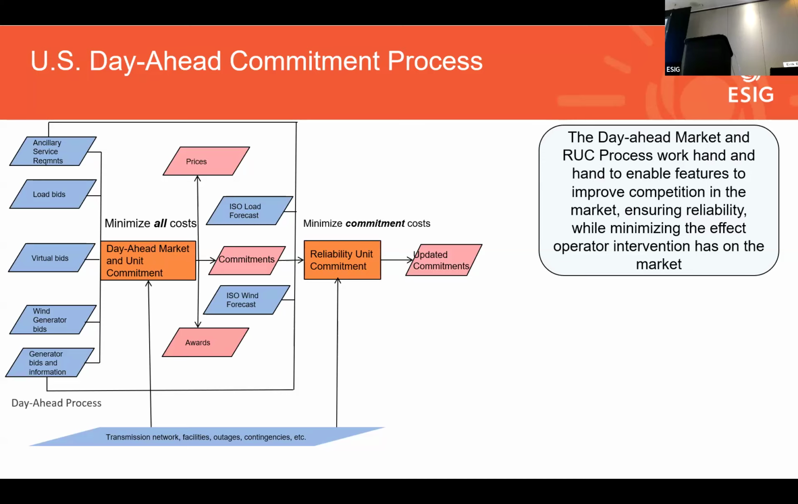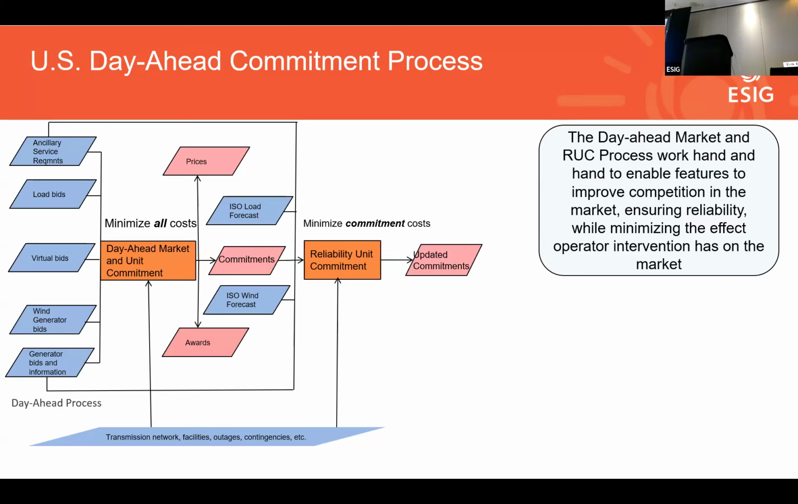So after all this happens, the day-ahead market clears. It has schedules and it has prices for the day-ahead market. And then it does one more step, what's often called a RUC, reliability unit commitment. There's a lot of other names for it.